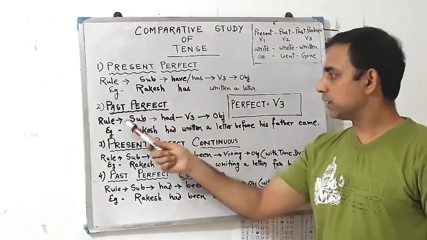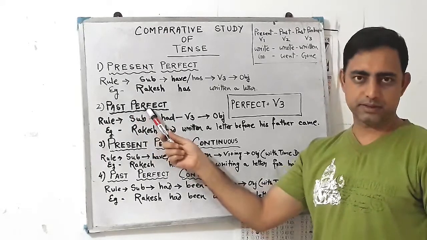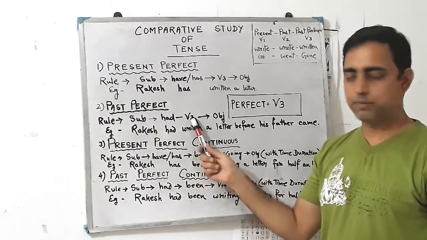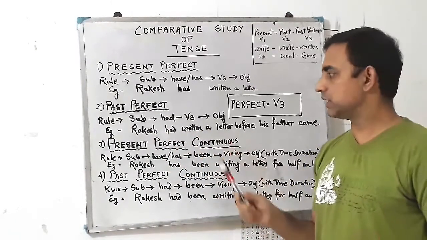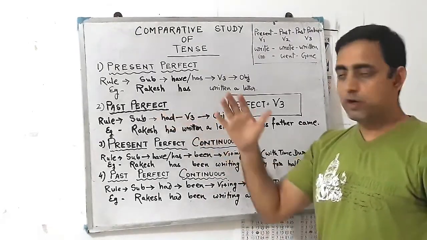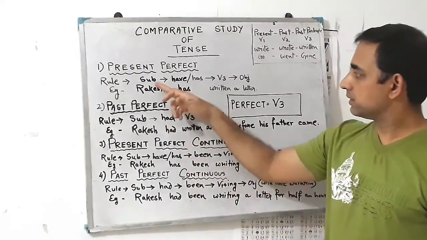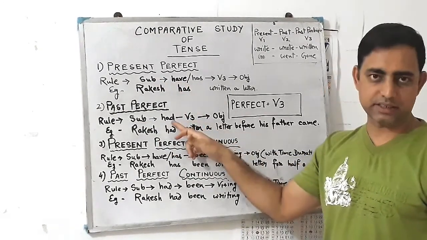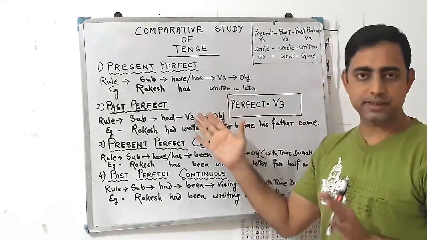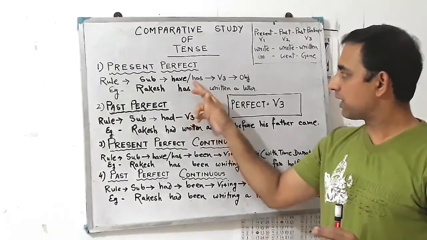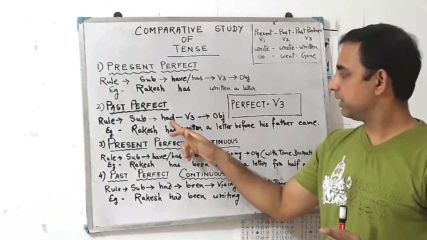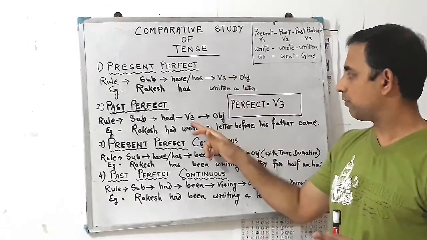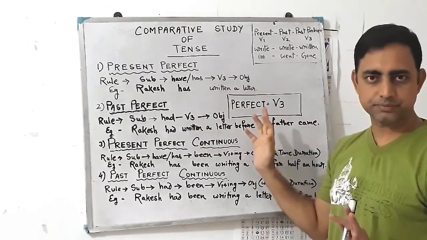Similarly, you can see the rule of past perfect tense. The rule of past perfect tense is subject, had, the third form of verb, and then the object. Wherein lies the comparison? Comparison is subject, here is also subject, then have or has, here I have written had. Only herein lies the difference. The past tense of have or has is had, as we know. And then the same thing is here also: third form of verb, object, here is also object.